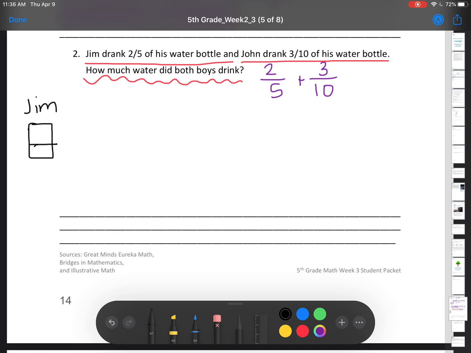And he drinks 2/5 of it. I'm just guessing. I don't know if that's actually 2/5. I'm guessing, okay? Then I have John, and he has his water bottle. Okay, and he drank 3/10 of it. And again, I'm not really measuring this out. I'm just guessing 3/10. Okay? Now, we want to know how much water both boys drink.